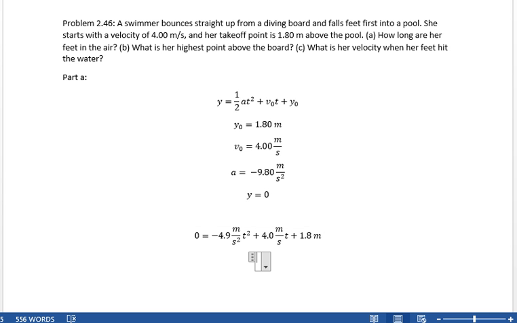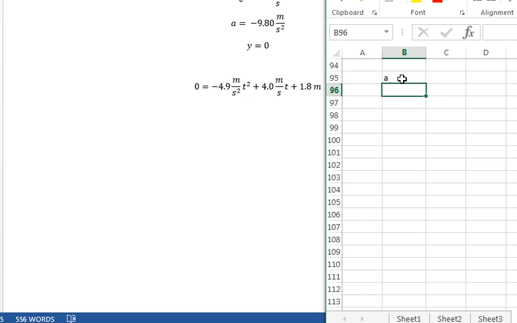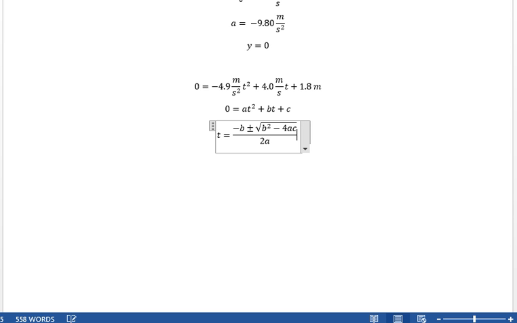Now, this is nothing other than a quadratic formula. We've got 0 equals a t squared plus b t plus c. So a is minus 4.9, b is 4.0, and c is 1.8. The quadratic formula applies to equations like a t squared plus b t plus c, and for those, t equals minus b plus or minus the square root of b squared minus 4ac, divided by 2a.